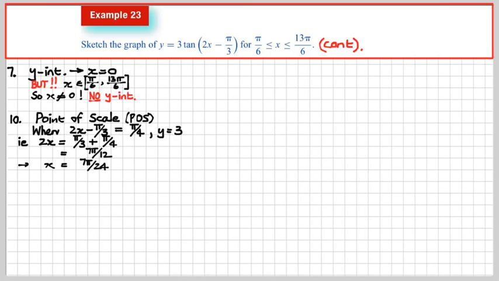Oh, wait a minute. Oh, I'm sorry. 2x is 7 pi on 12, therefore x is 7 pi on 24. Now I'm getting it. I'm mumbling and bumbling because it's Sunday morning and I'm tired. So, sorry about that. There we go. That's the point of scale.